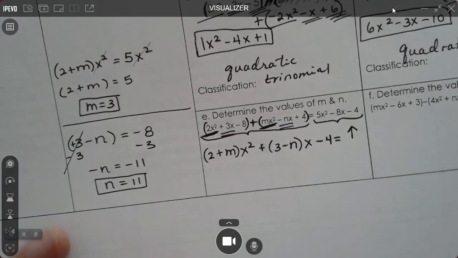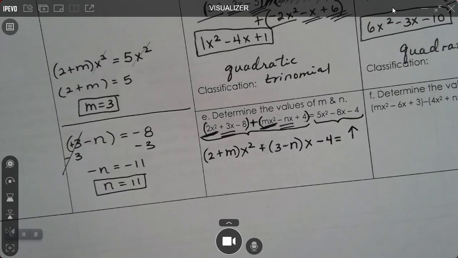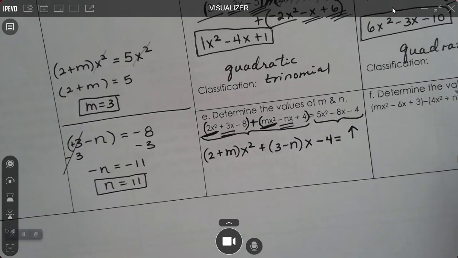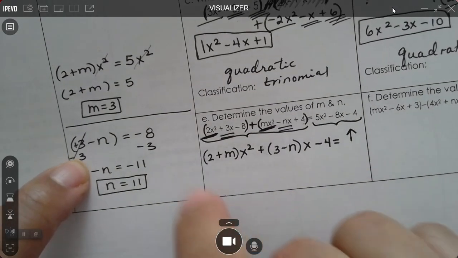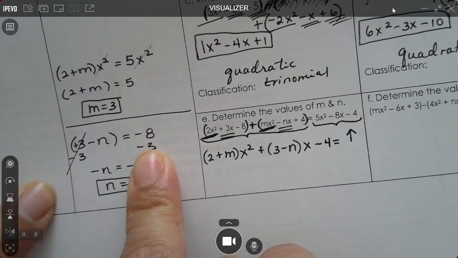Say it louder because I can't hear you. Why did I turn the 3 into negative 3? Because I'm subtracting 3 from both sides. If I didn't do that, then they wouldn't cancel.